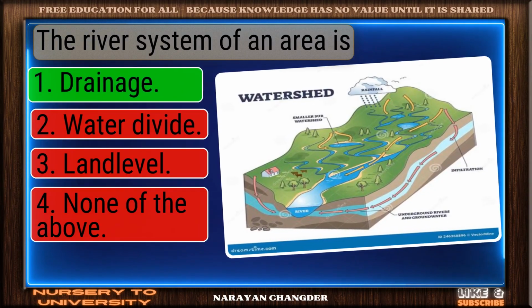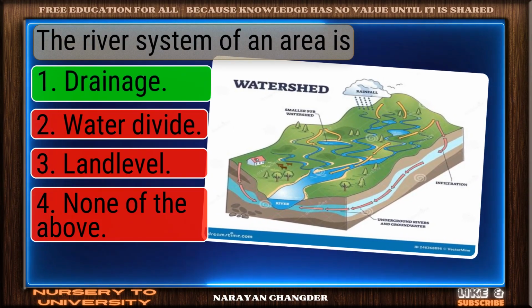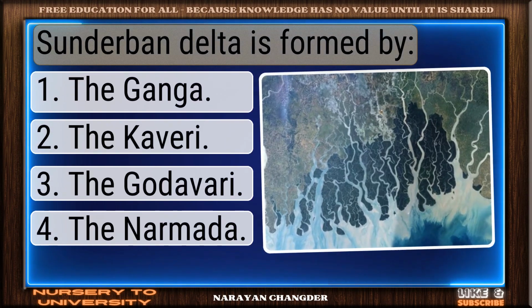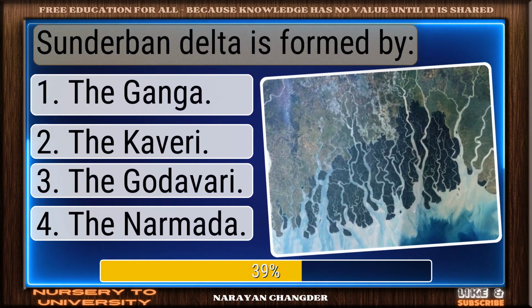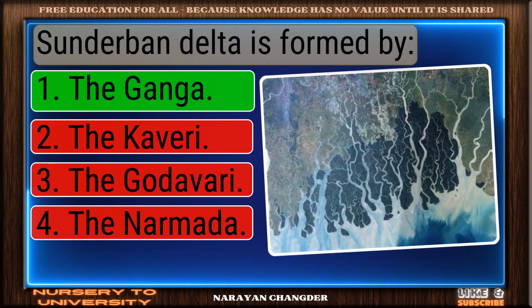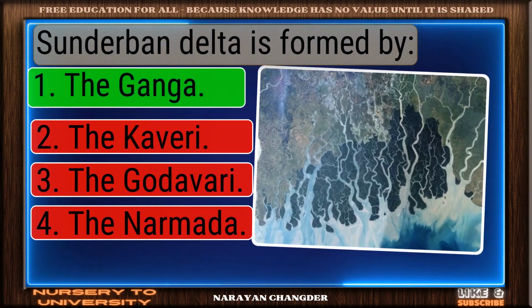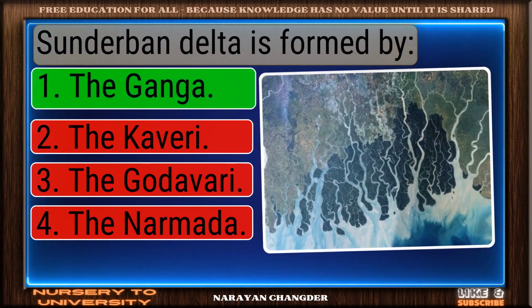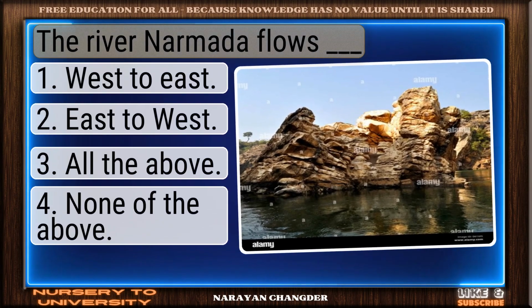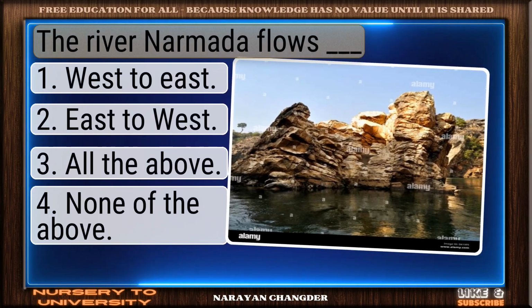Well done. Drainage is the right choice. Question number 182. Sundarban Delta is formed by? Nice selection. The Ganga is the correct and valid answer. Question number 183. The river Narmada flows dash.